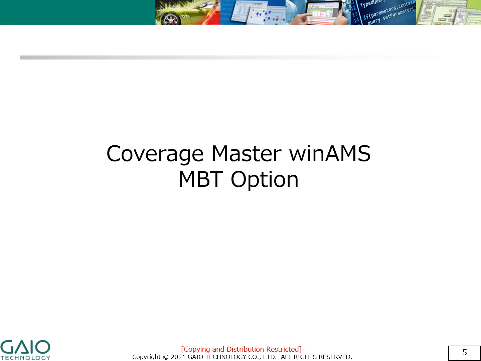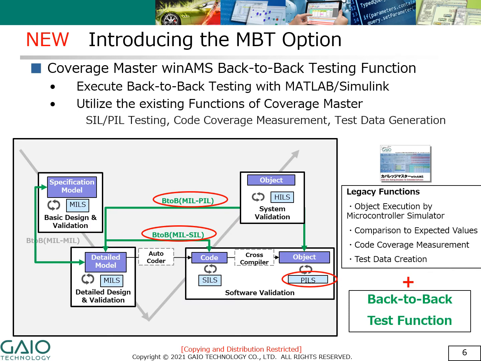To overcome these difficulties, GAIO Technology has introduced a new MBT option for Coverage Master, which supports back-to-back testing all the way up to producing a final report, and tests the object code on our microcontroller simulator rather than using actual hardware. With our new Coverage Master MBT option, back-to-back testing is possible for mill-to-SIL and mill-to-PIL, and the mill-to-PIL test environment can be built on one PC using our microcontroller simulator. This is in addition to the simulator, expected values comparison, coverage measurement, and test data creation functions already present in Coverage Master.